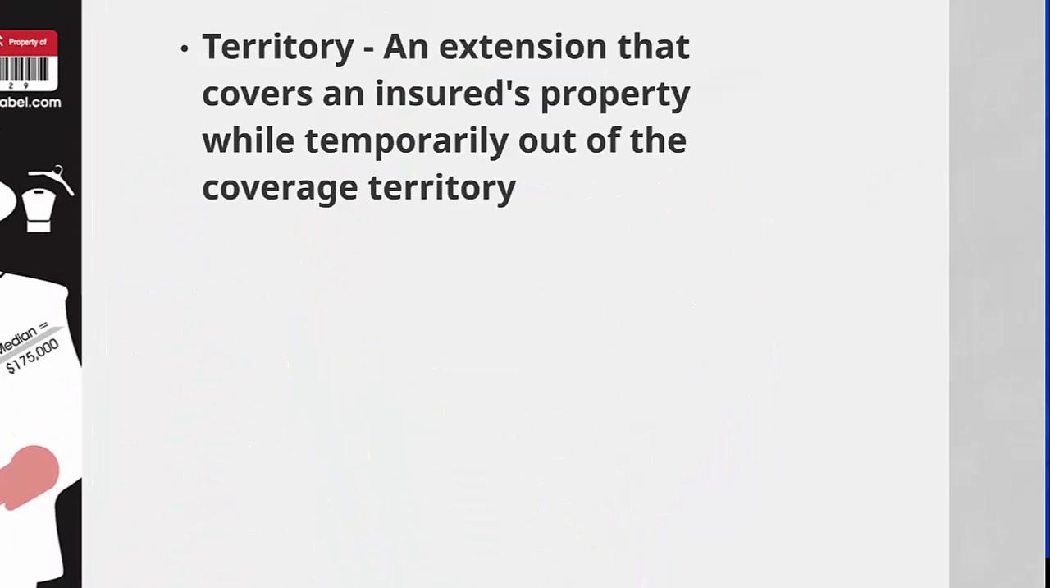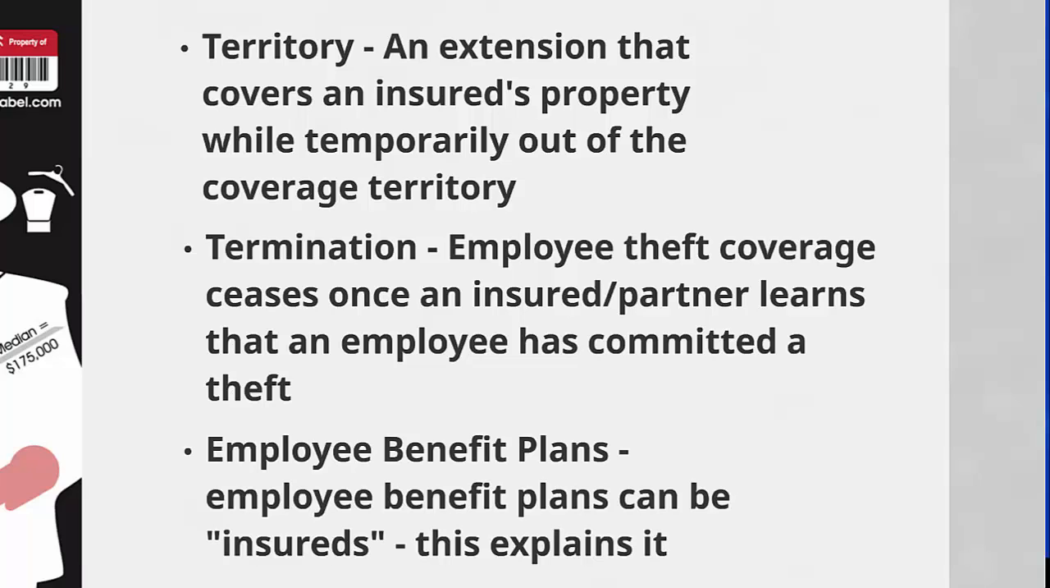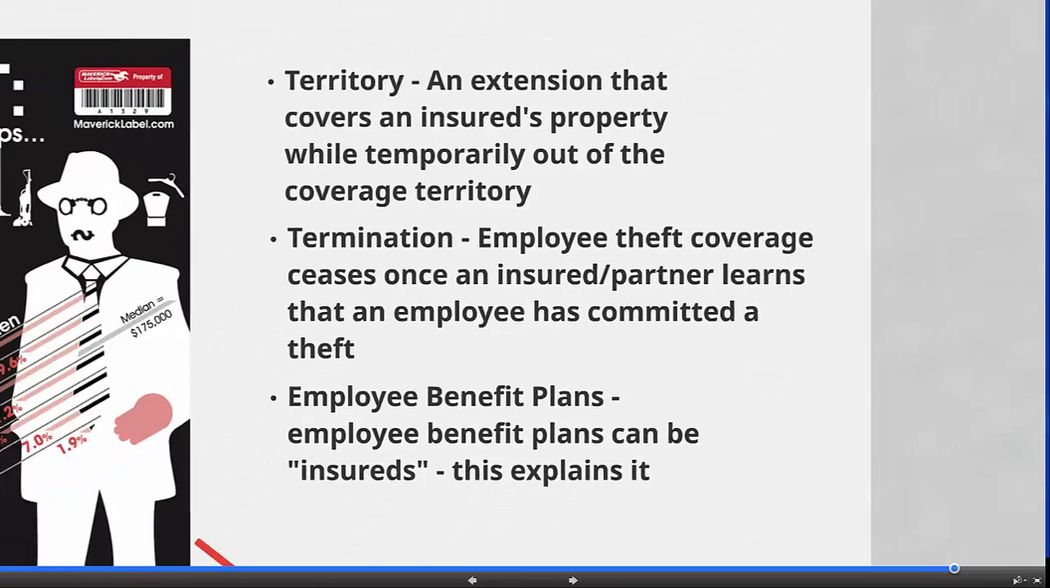You can have an extension that covers an insured's property while temporarily out of the coverage territory. The employee theft coverage ceases once an insured or partner learns that an employee has committed a theft. And in terms of employee benefit plans, they can be insured. The Employee Benefit Plan's condition explains how employee theft coverage will apply when the policy includes one or more employee benefit plans as insureds for employee theft coverage. In other words, if an employee steals out of an employee benefit plan, that plan is considered an insured under the policy, and this condition explains that.